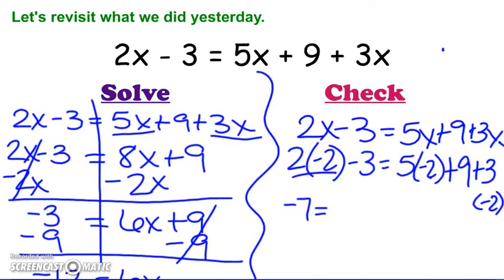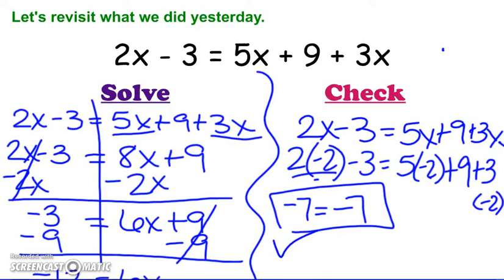I messed up somewhere. Negative 4 minus 3 is negative 7. 5 times negative 2 is negative 10, plus 9 would be negative 1. Oh, okay, negative 1 plus a negative 6 is negative 7. Notice that your solutions are the same, so you know your answer was correct. If you did not write all that down, you need to make sure you press pause and write down what you need, and then press play when you're ready to go.